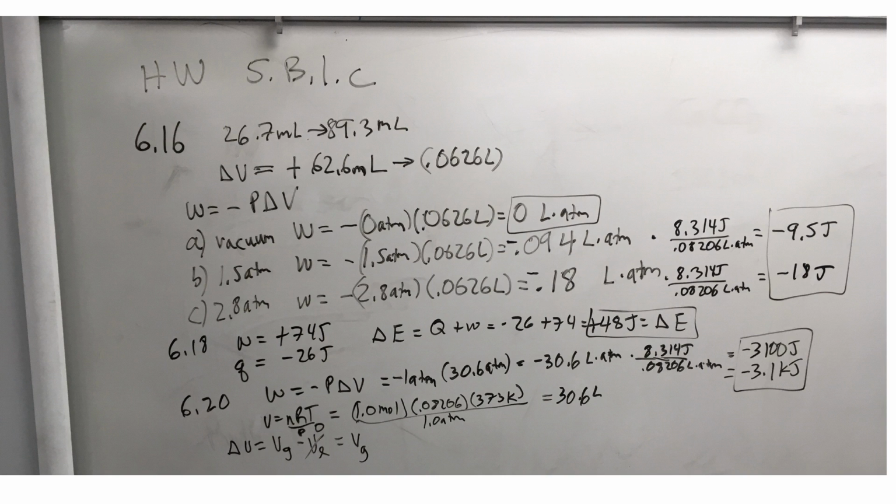So then it comes out to negative 30.6 liter atmospheres. Multiplying by our conversion factor to joules, we get negative 3,100 joules, or negative 3.1 kilojoules.